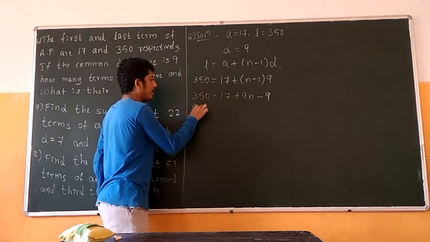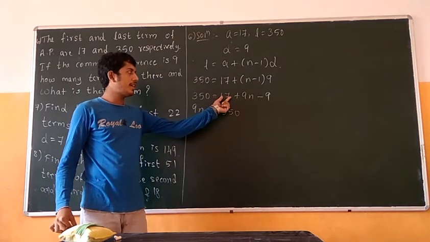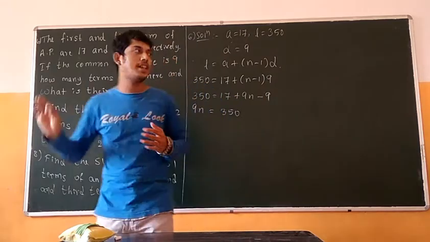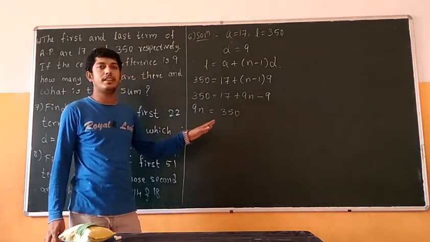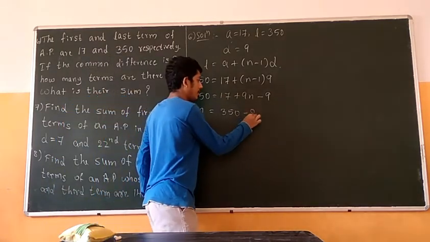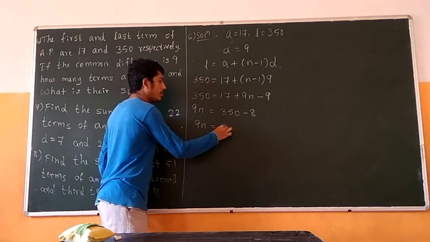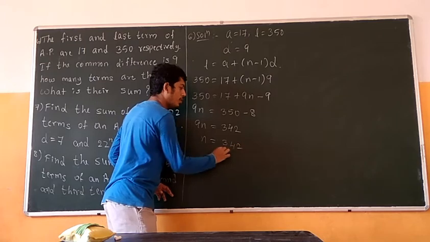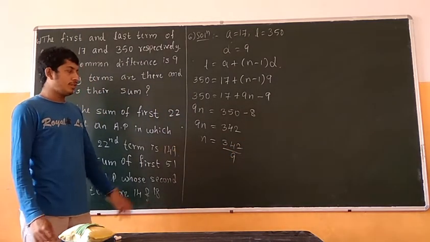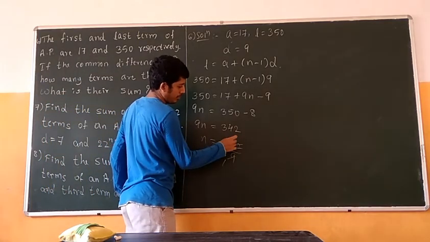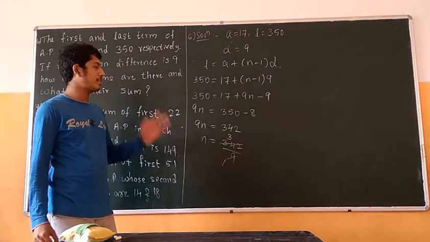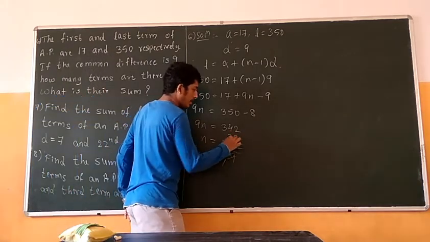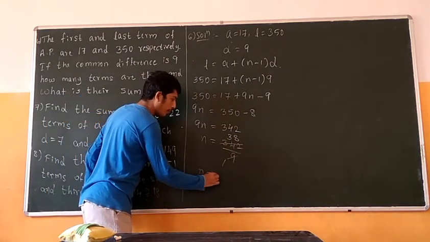So now it becomes 9n equals 350, and 17 minus 9 becomes 8. The sign of the highest term is plus, so it becomes plus 8. When plus 8 goes to the other side, it becomes minus 8. Therefore 9n equals 342, since 350 minus 8 is 342. So n equals 342 divided by 9. Simplifying, 9 threes are 27, remaining is 72, 9 eights are 72. Therefore the value of n is 38.